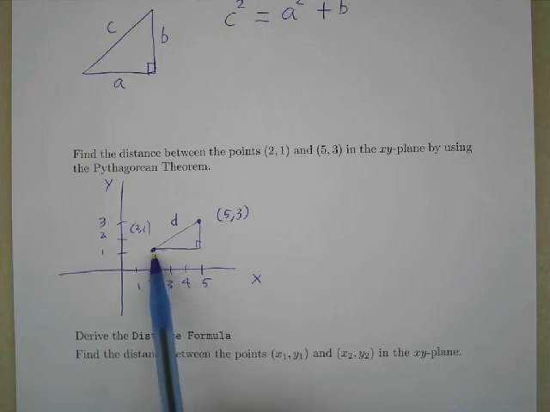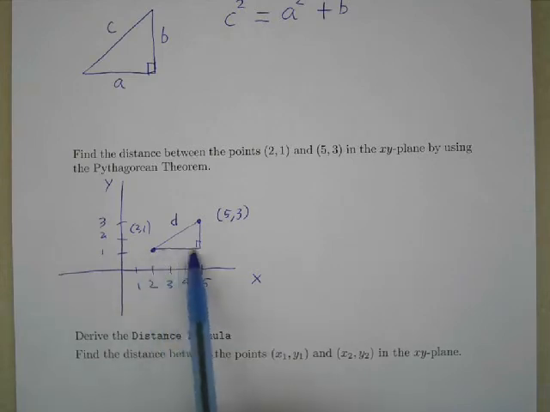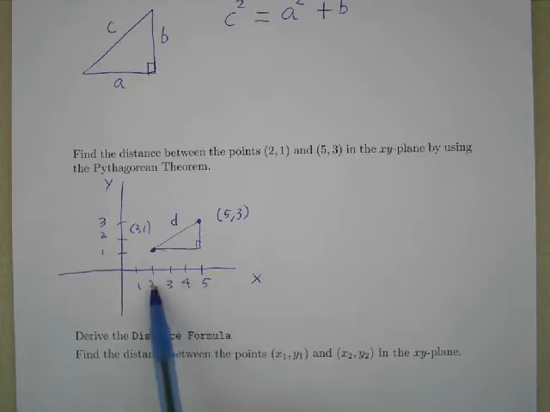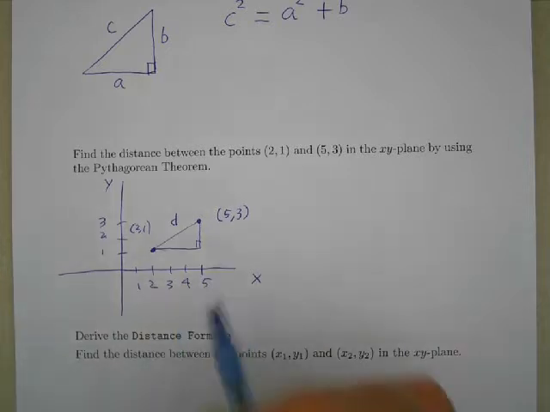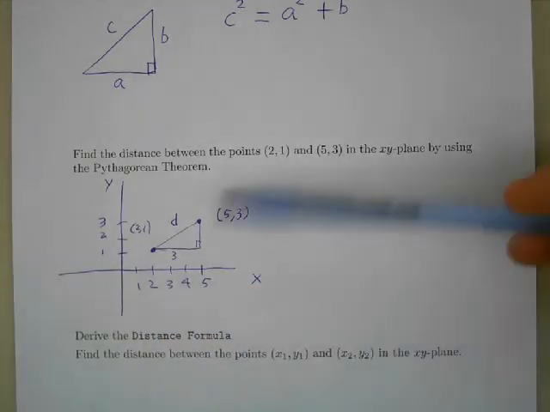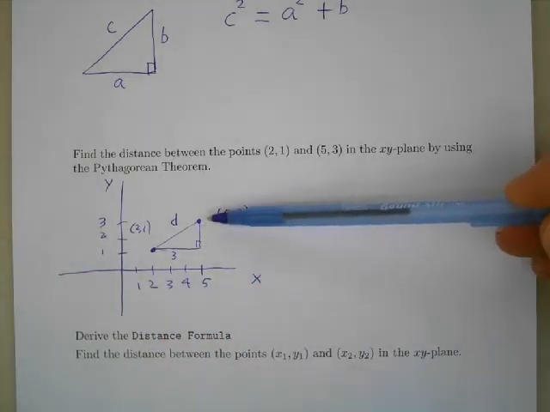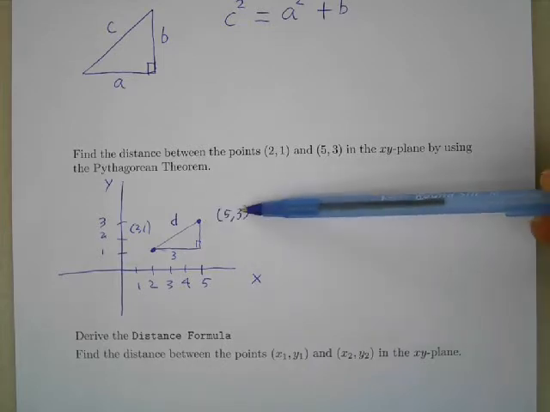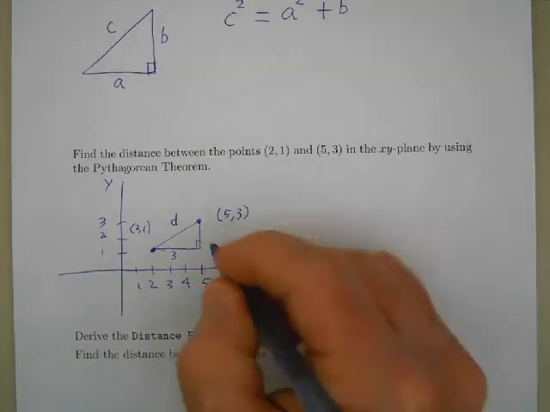So on this one, the length of this side is 5 minus 2, or 3. And then the length of the vertical side is the y-coordinate 3 minus the y-coordinate 1. 3 minus 1 is 2.